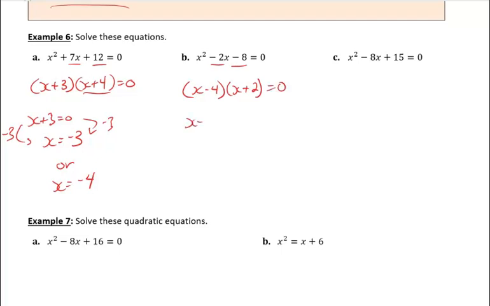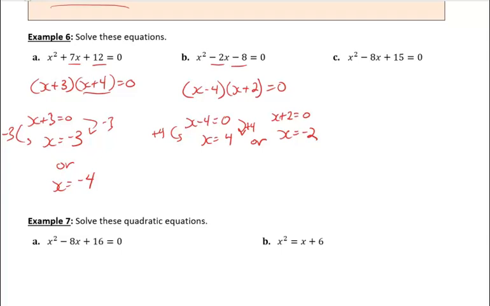And again, x - 4 = 0, so x will equal 4 because I am adding 4 to both sides. And x + 2 = 0, hopefully you can see what's going to happen here. x is going to be -2 because I'm taking 2 away. So it's either going to be this or it's going to be that.